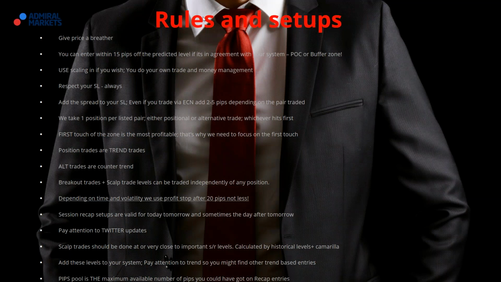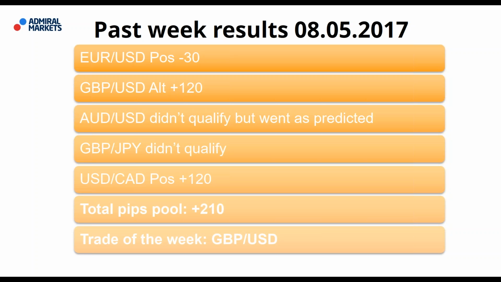So this was basically, guys, for all of you who are new here, remember that you can enter within 15 pips of the predicted level if it's in agreement with your system. So that is very important for you to know, because sometimes the price will not make it to the exact level but rather it will stop maybe 15, 60 pips from the POC zone and then proceed.